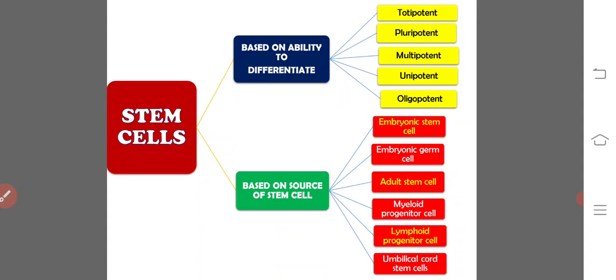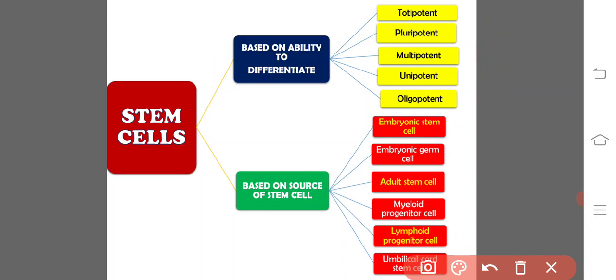And coming to the classification of stem cells, there are two factors. One is based on ability to differentiate and another one is based on the source of stem cells. First one is based on ability to differentiate. Stem cells are classified into totipotent, pluripotent, multipotent, unipotent and oligopotent kinds of stem cells.